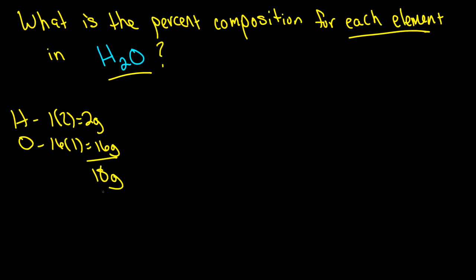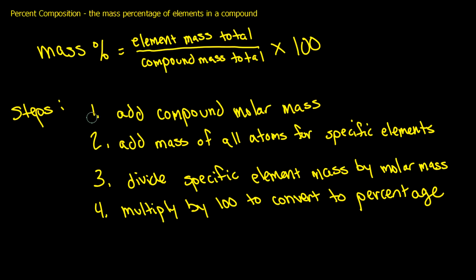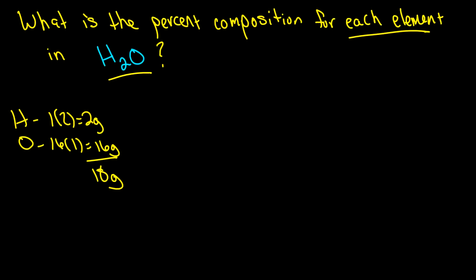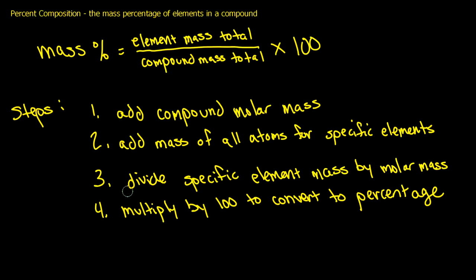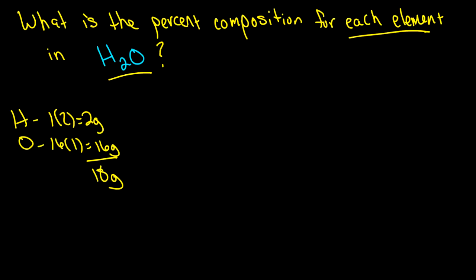Now we can do our percent composition. We did the first step, which was add the compound molar mass. The second step is add the mass of all atoms for specific elements. Well, we kind of already did that. Our work shows that hydrogen represents 2 grams, oxygen represents 16 grams. So our next step is divide specific element masses by the molar mass. And then we're going to multiply that by 100.